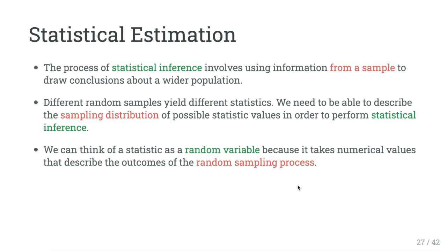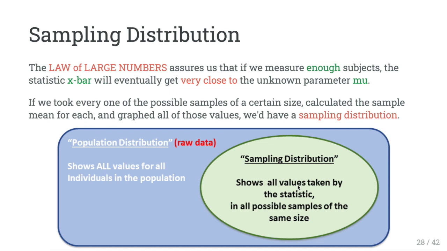So the point of this is that we want to be able to take a sample, get statistics from it, and be able to make a conclusion about our population. We're going to rely on what's called the law of large numbers, which assures us that if we measure enough subjects, the statistic, X bar, the mean, will eventually get very close to this unknown that we have about the population. We don't know mu, and so we're getting a sample, we estimate X bar. If the sample's big enough, it's going to be very close to mu.